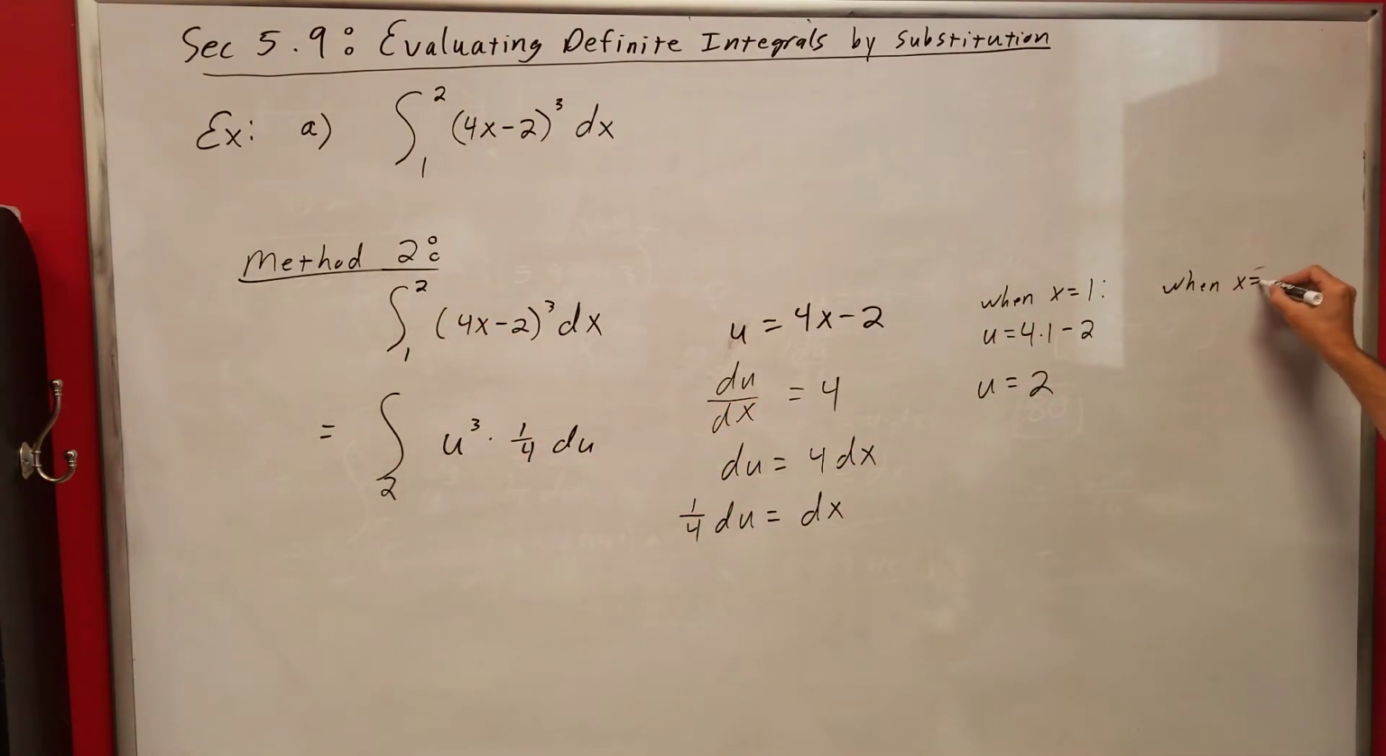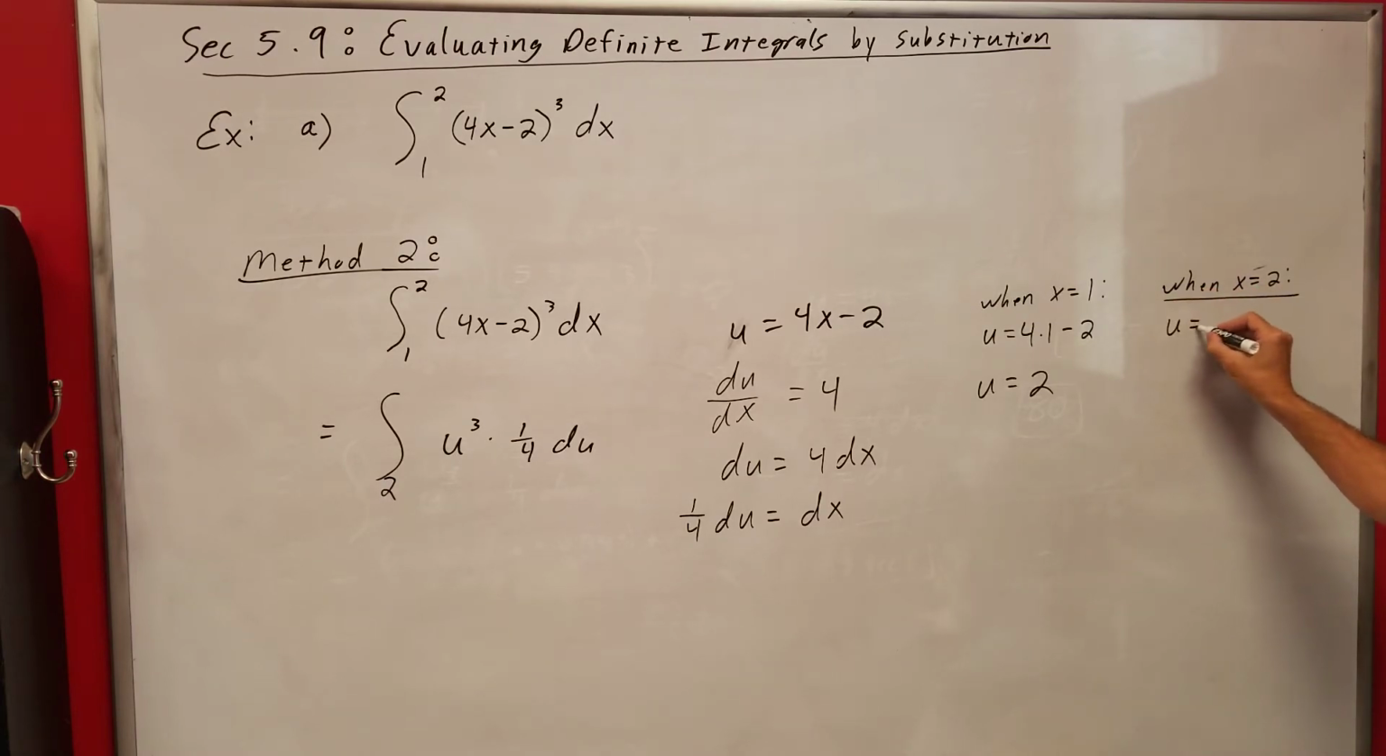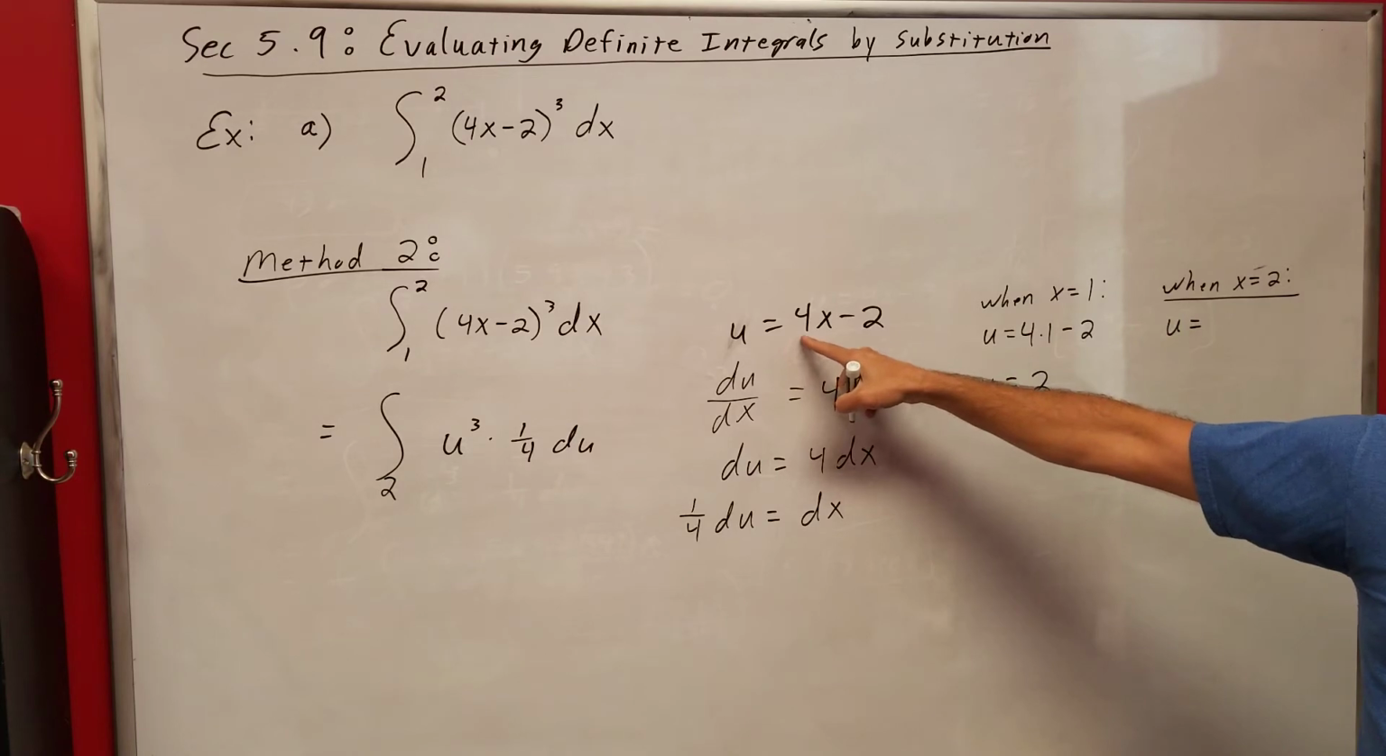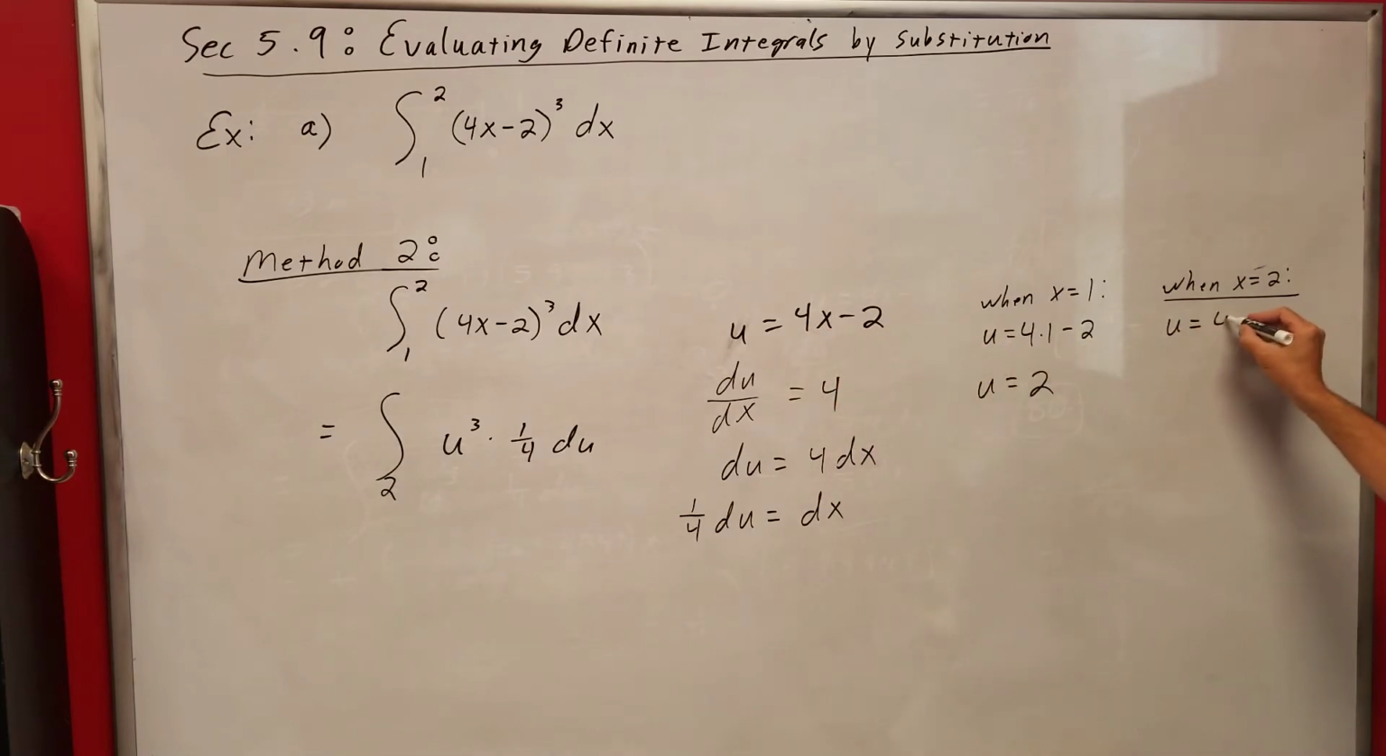So when x is equal to 2, u then will be what? 4 times 2 minus 2.